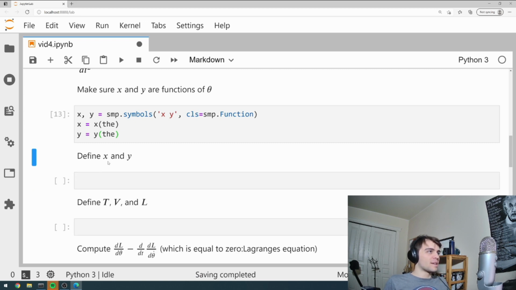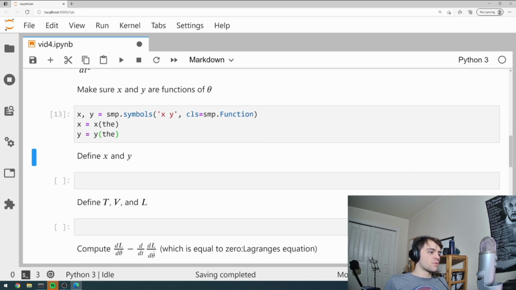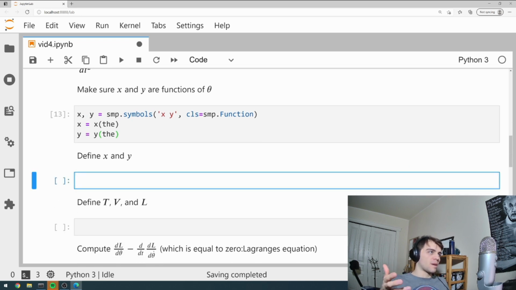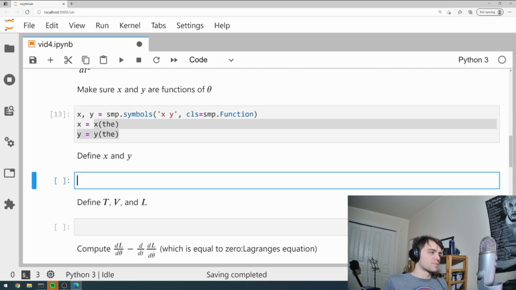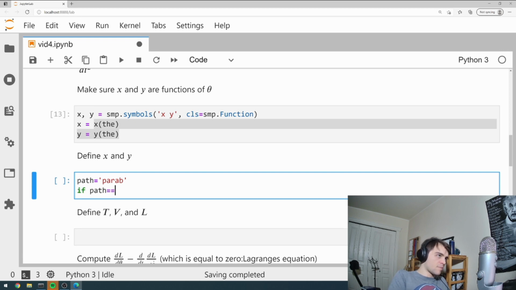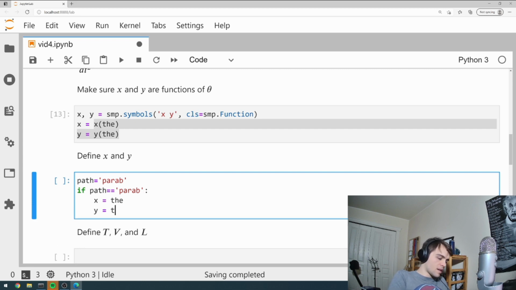So now we have x and y as functions of theta. Now we're going to define the path. So we're going to define how they depend on theta. We know that they're functions of theta, but now we're going to give a specific function. So I'm going to start with the parabola because I think that's easiest. I'm just going to name it this so I can go back and change it later. And I'm going to say if path is equal to parabola, so that's x is equal to theta, and y is equal to theta squared.